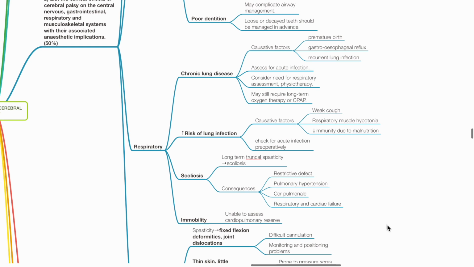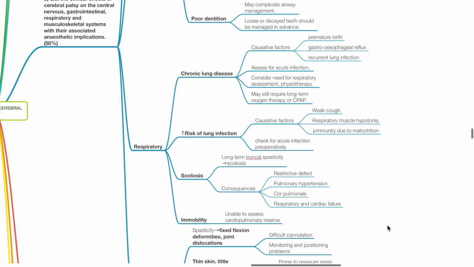Respiratory issues. Chronic lung disease may be caused by premature birth, GE reflux, and recurrent lung infections. Assess for acute respiratory infection and consider need for respiratory assessment, physiotherapy, treatment of infection. The child may require long-term oxygen therapy or CPAP. There may be increased risk of lung infection due to weak cough, respiratory muscle hypotonia, and reduced immunity due to malnutrition. Check and treat acute infection preoperatively.